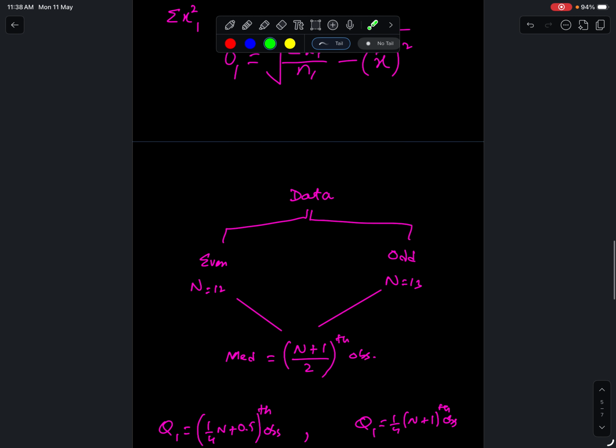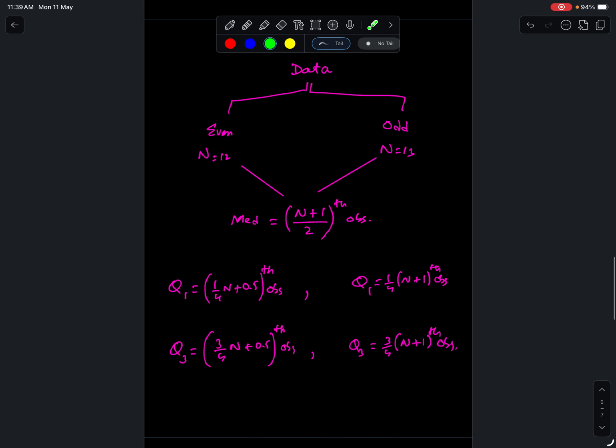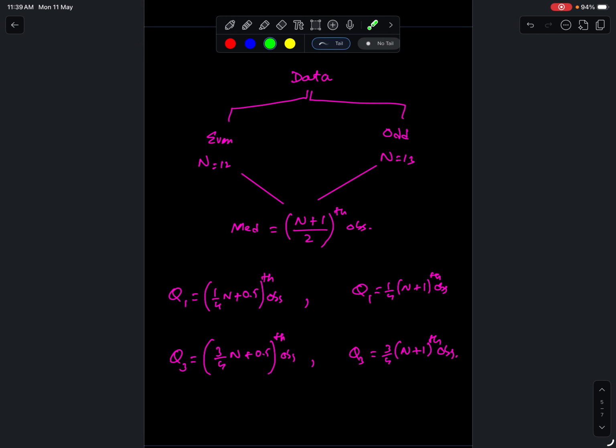Now the next thing is, for ungrouped data, quartile formulas and median formula. Median formula is same for both even and odd observations. It's n plus 1 upon 2th observation. Whereas quartiles formulas are different. For odd observations, the Q1 formula is 1 upon 4 n plus 1th observation. Whereas Q3 is 3/4 n plus 1th observation.